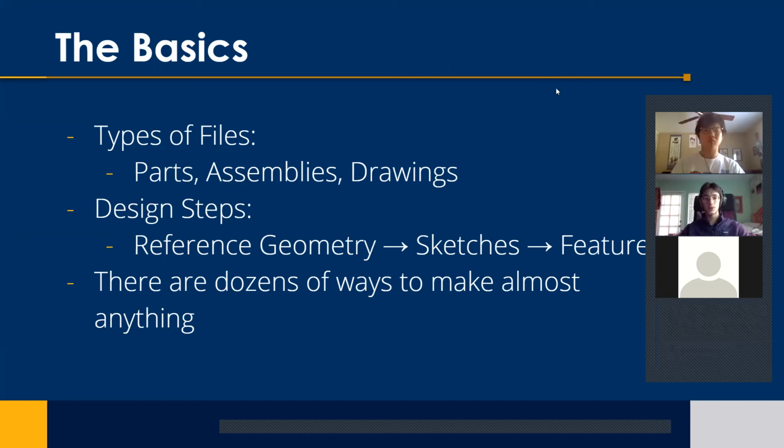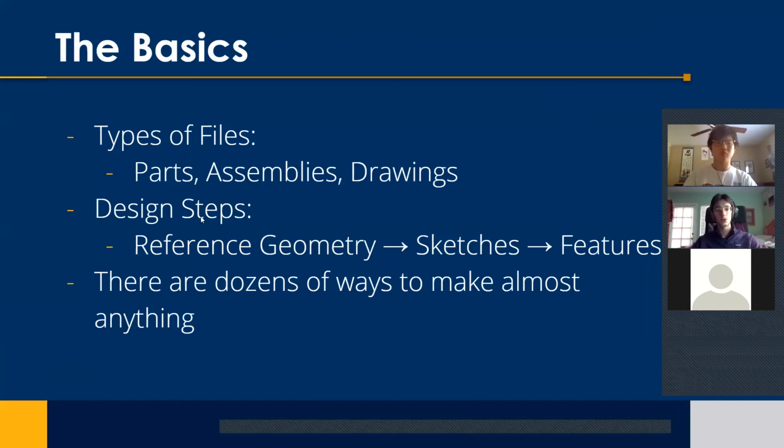So SolidWorks is a solid modeling environment where you can build parts, assemblies, components, and design anything you'd like, really. And there's 3 types of files. There's parts, there's assemblies, and there's drawings. I'm going to be focusing on parts and assemblies today. And I'm going to be going through some of the design steps as well.